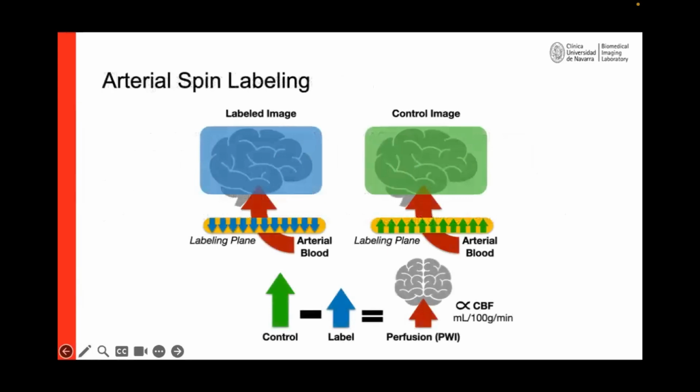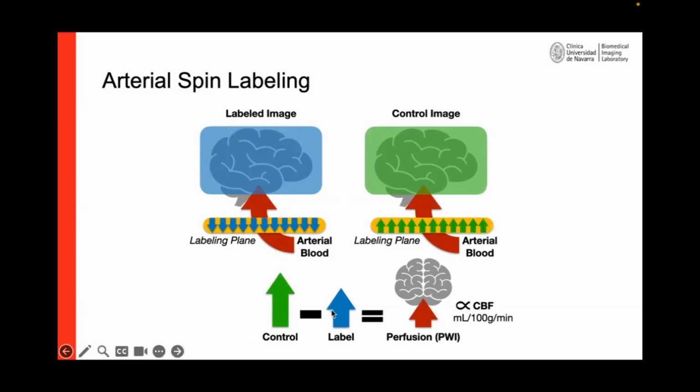In arterial spin labeling, just to give a small summary about the technique, in the brain we have a small labeling plane in the neck in which we label the protons in the water molecules of the inflow in arterial blood. Labeling means changing the blood magnetization. The spin magnetization of the protons of the water molecules is inverted.